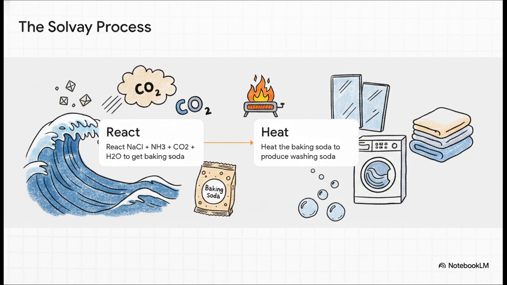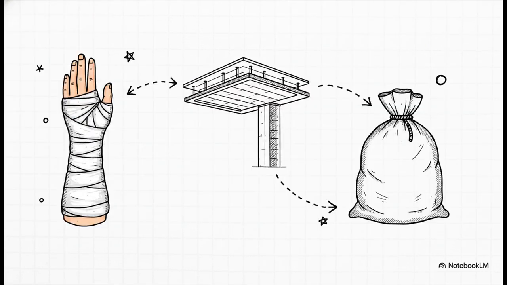Then, take that baking soda, apply heat, and it decomposes into sodium carbonate, or washing soda. This everyday S-block chemistry is the foundation of glass manufacturing, water softening, and literally the cleaning agent sitting in your laundry room right now. And they literally build our physical spaces too.